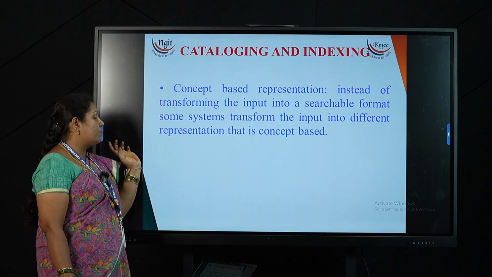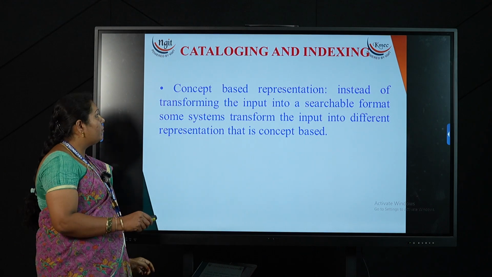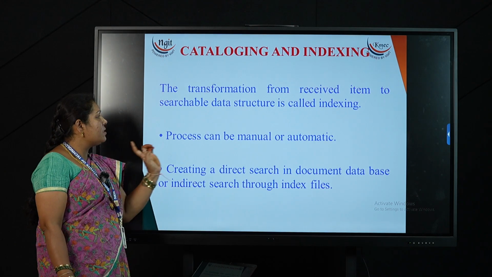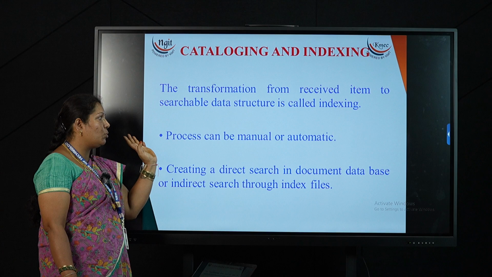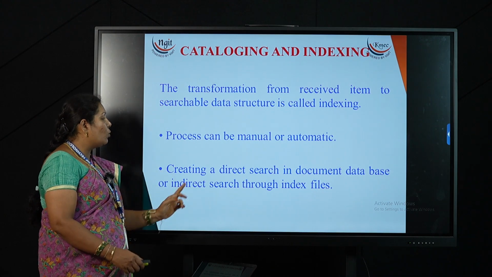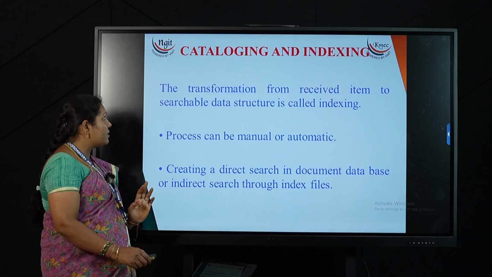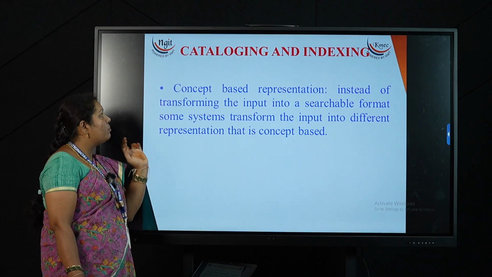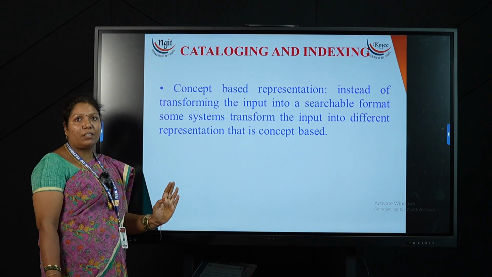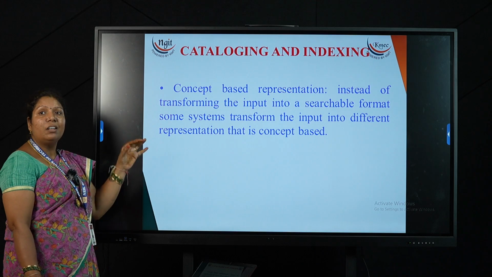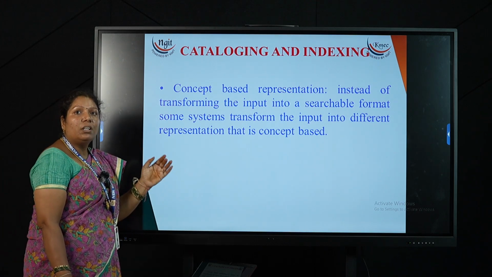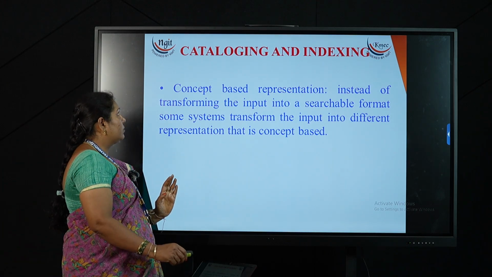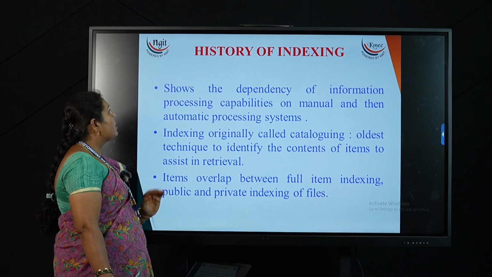So overall, what you have to remember: first, the indexing process can be manual or automatic. Second, you can go for direct search or indirect search. Third is concept based representation, instead of transforming the complete data into a single data structure. So what is the basic history?